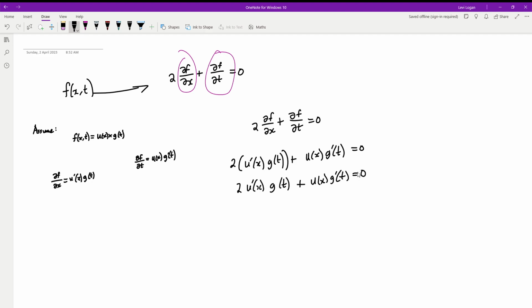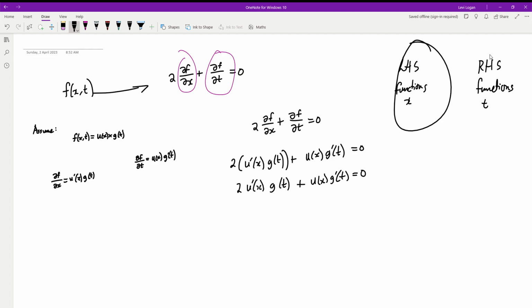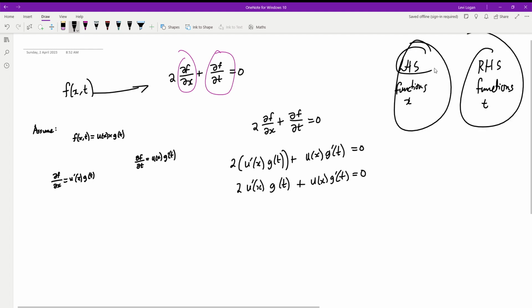Now what we do now is basically get all of our functions, we separate our functions. So we get our functions of x on one side and our functions of t on the other. So we'll have left hand side, right hand side. As long as all of your x's are on one side and all your t's on the other, it doesn't matter whether this is on the left hand side or this is on the right hand side, it could be either. Okay? As long as you have them separated.